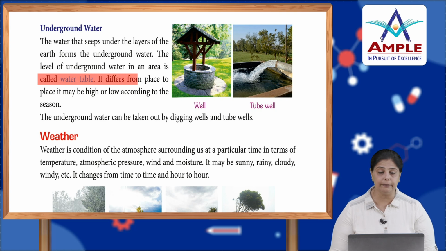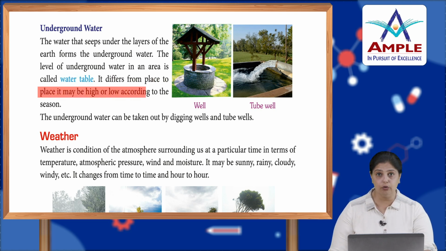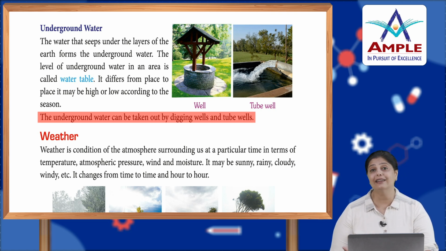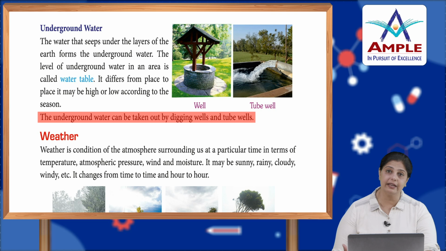It's called water table. It differs from place to place, as it may be high or low according to the season. The underground water can be taken out by digging wells and tube wells. So, this is a method of getting the water that is stored under the surface of the earth. Yes, but you cannot directly use that water, it needs to be filtered as well.